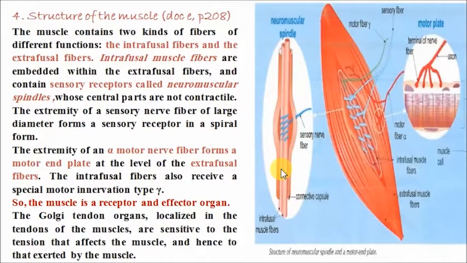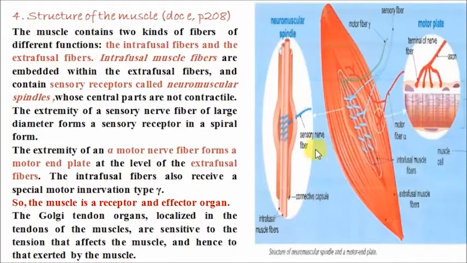Remember in our previous session, we clarified that the muscle is a receptor and an effector organ at the same time, because we're going to apply stimulation to the muscle, which is the stretching of the muscle is applied to the muscle itself. We have receptors in the muscle which are sensitive to the stretching. These receptors are the neuromuscular spindle. So the following receptor, the neuromuscular spindle, is found in the intrafusal fibers.